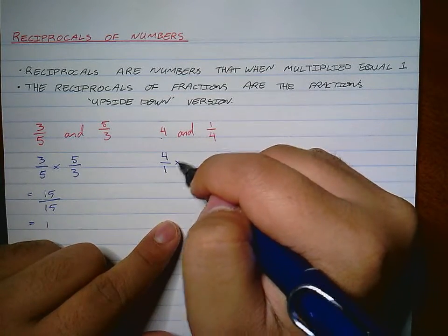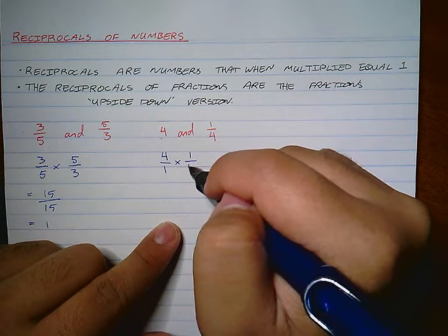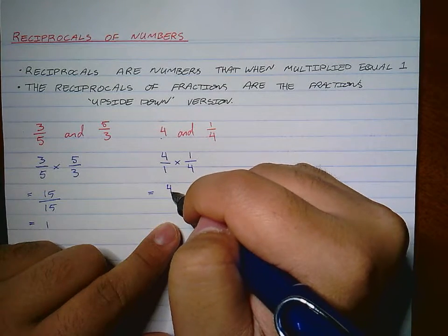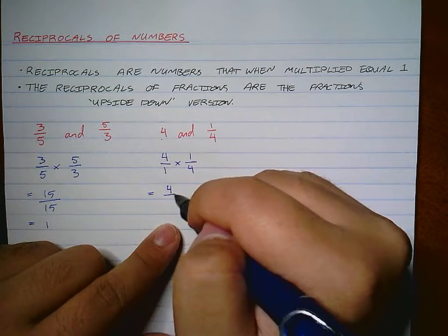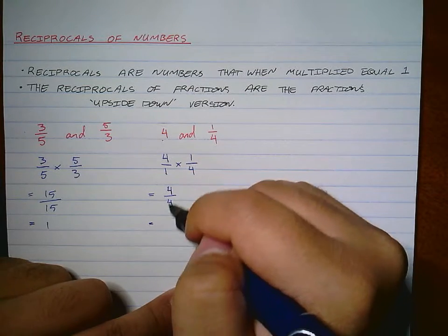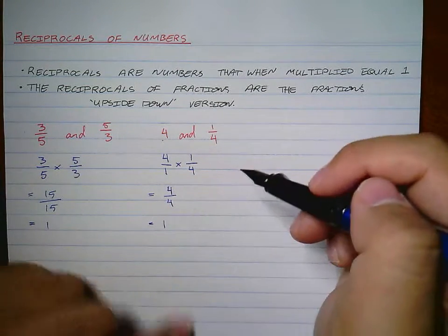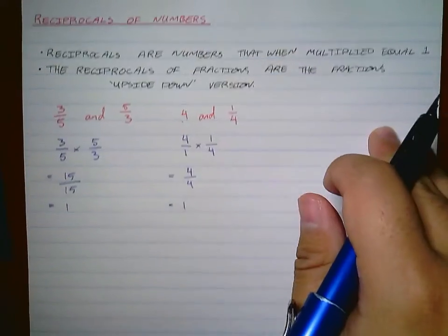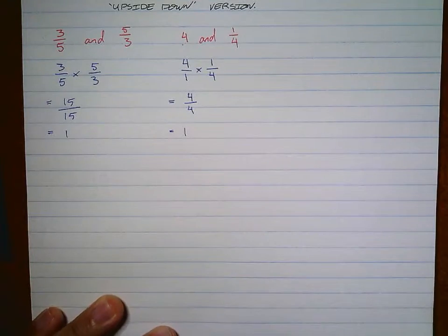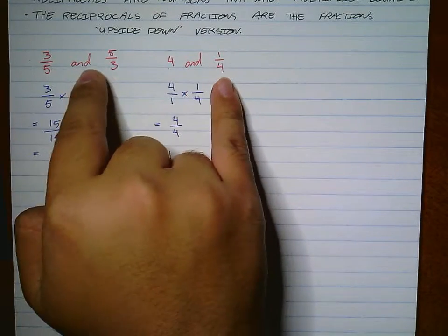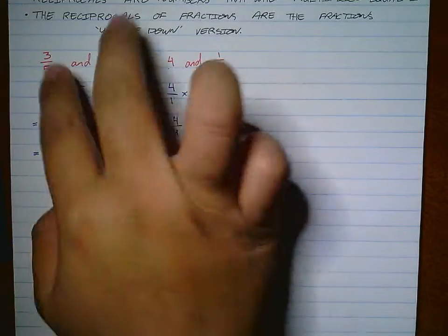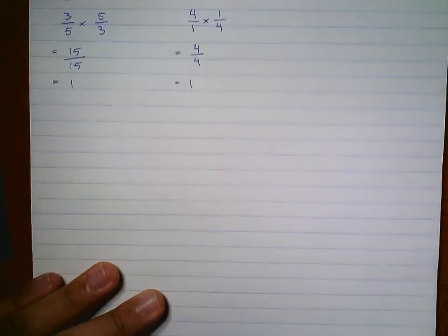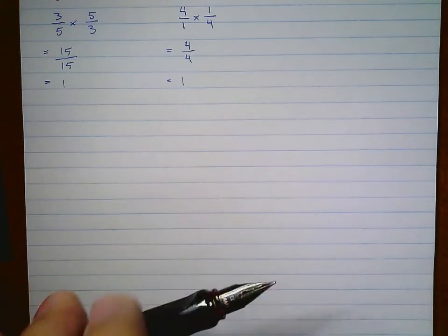And if we multiply this with this fraction, 1/4, we actually get 4 times 1 is 4. 1 times 4 is also 4, which again, 4 divided by 4 is 1. So this is what reciprocals look like. Okay? Now, the purpose for this is that knowing what the reciprocals are will lead us into being able to divide fractions.